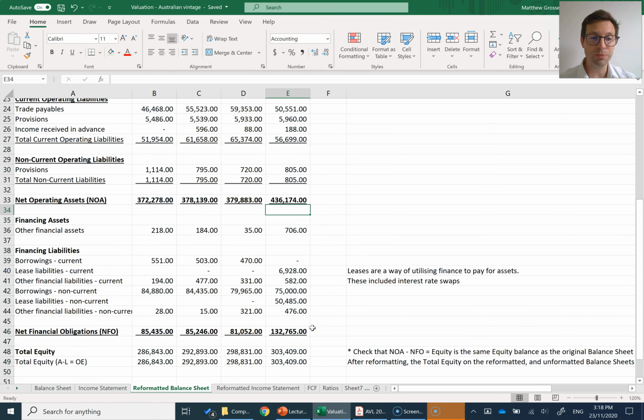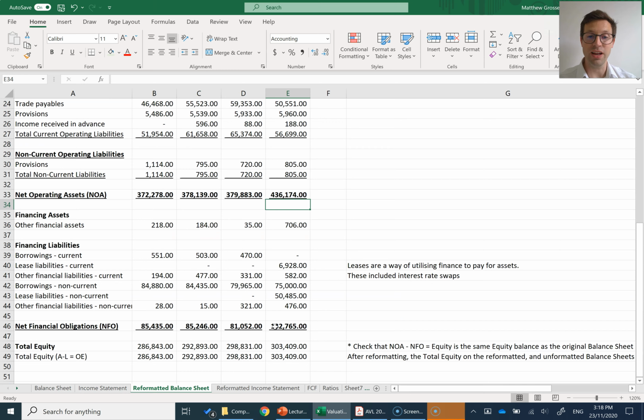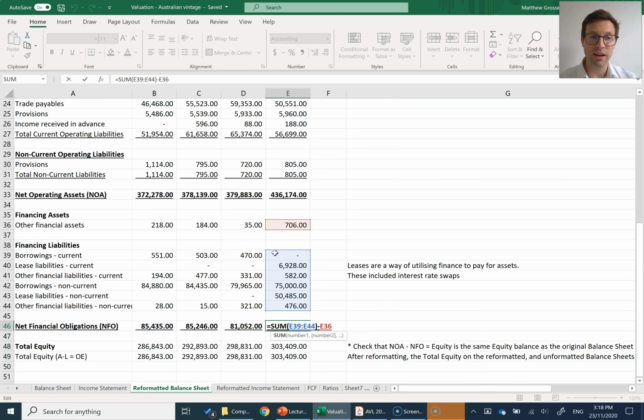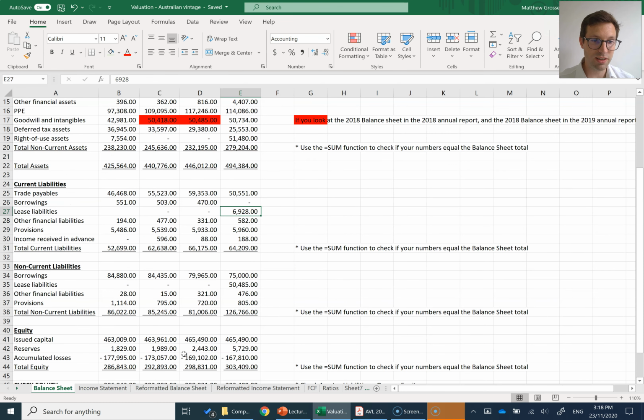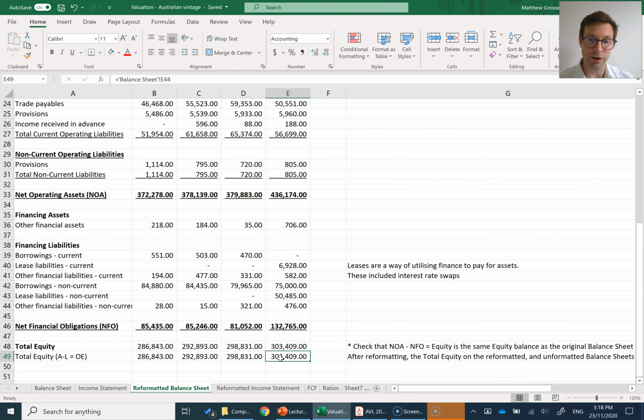Then in the financing section, I'm going to calculate what's called net financial obligations. Here are all my financing liabilities, both current and non-current. And then I minus off my financing assets to get how much I owe on my financing activities in total, my net financial obligations. And then I check the balance sheet still balances. NOA minus NFO gives me equity. So I've calculated it here. Then I just check that I've still got my balance sheet balancing. I'm referencing the balance sheet equity balance down here, 303,409, 303,409. So it's still balancing after I reformat.